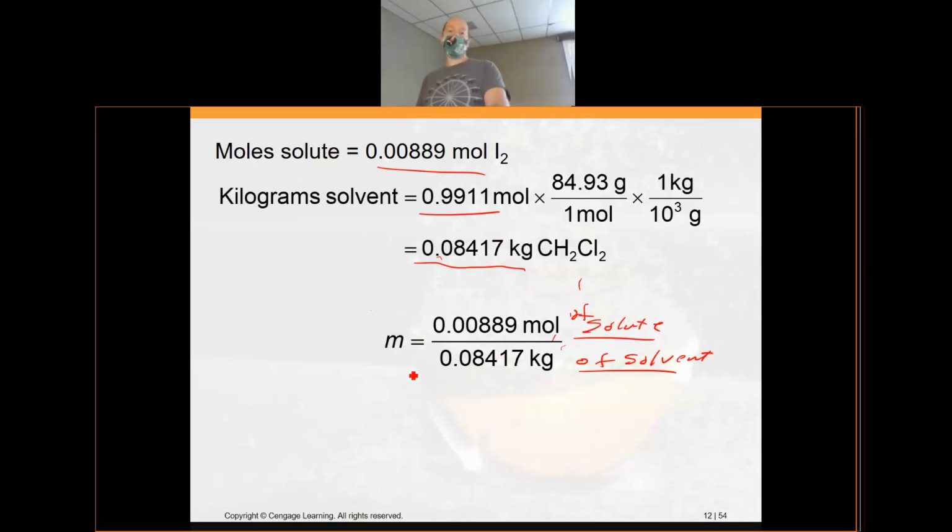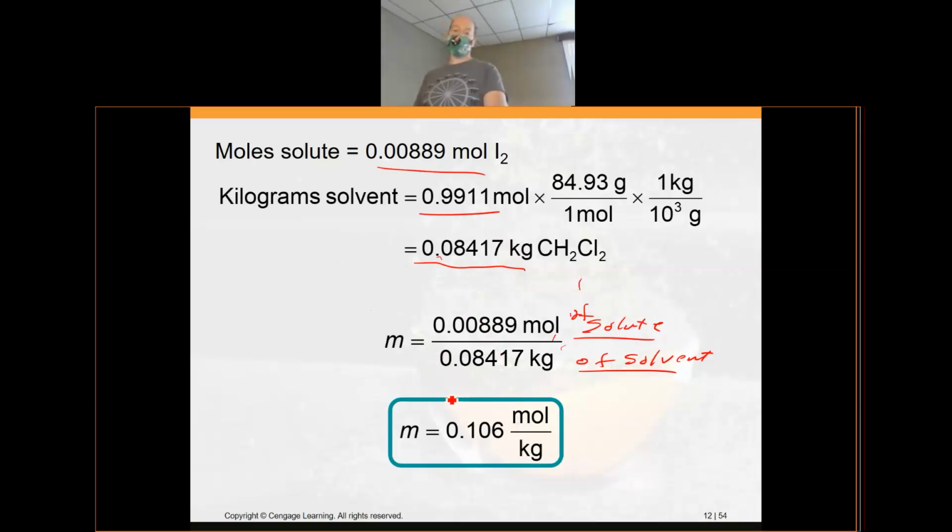This one had 3 sig figs, that one had 4 sig figs. You should give your answer to 3 sig figs, and the molality is 0.106. Again, when you're done, you can just put moles per kilogram, but you need to know that that is moles of I2, and this is what I would like to see, per kilogram of CH2Cl2, because if you don't know that, it is impossible to get that correct.